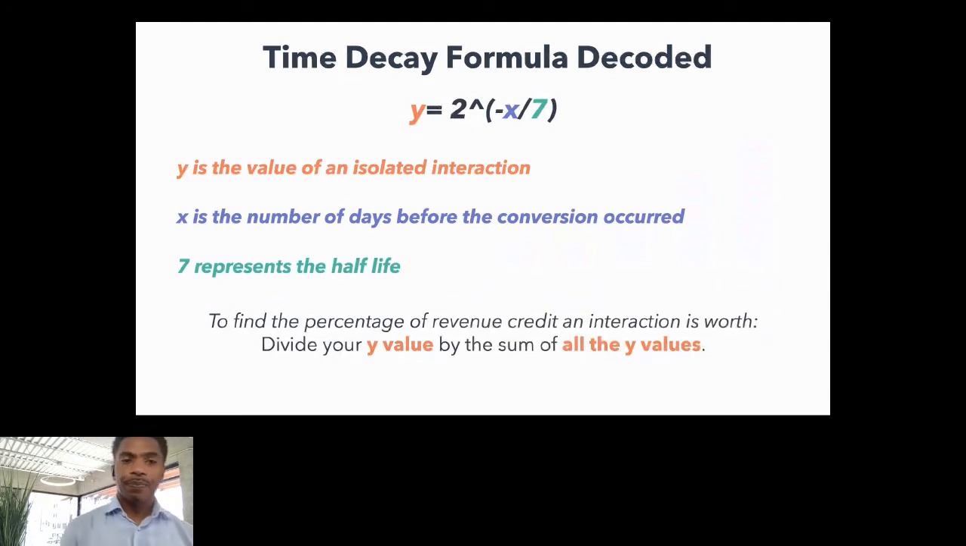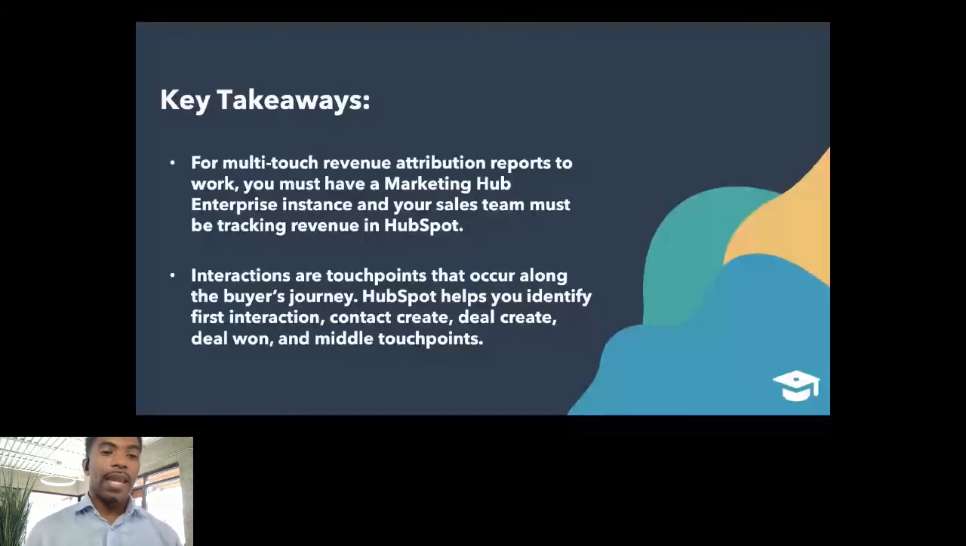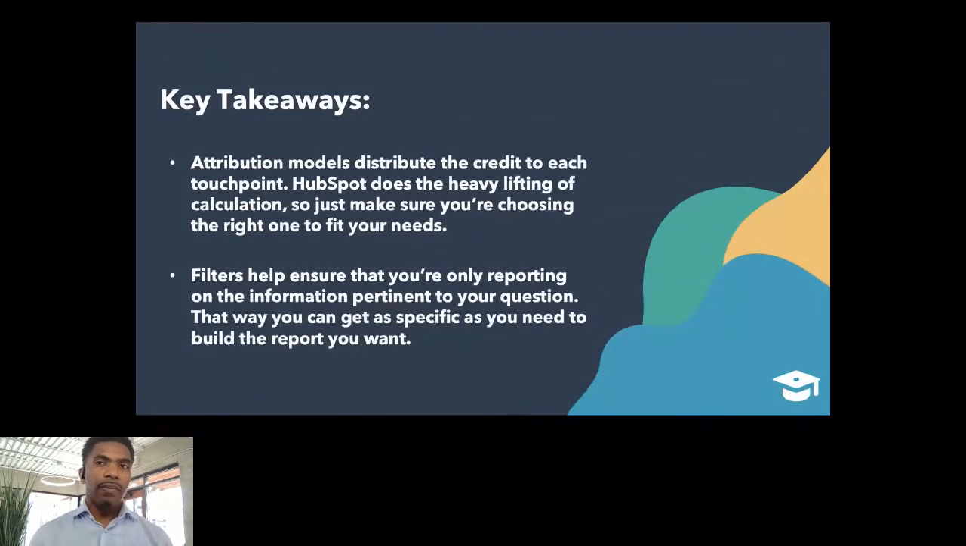So key takeaways. Multi-touch revenue attribution reports: to make them work, you have to have Marketing Hub Enterprise. So very important. And if you don't, call your HubSpot rep. I'm sure they will be happy to sell you Marketing Hub Enterprise. And your sales teams have to add deals. Interactions or touch points, just keeping that in mind. Those are touch points along the way. So you've got to be able to track those touch points to really begin to visualize that buyer's journey. That's very important. And if you can do those two things, you really are set up for success in terms of successfully having attribution modeling at your disposal.